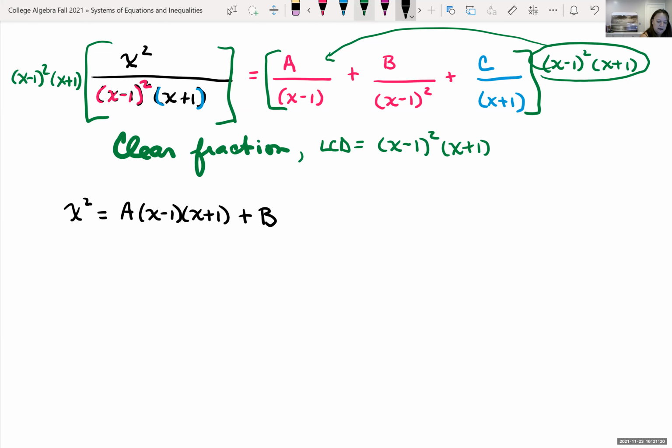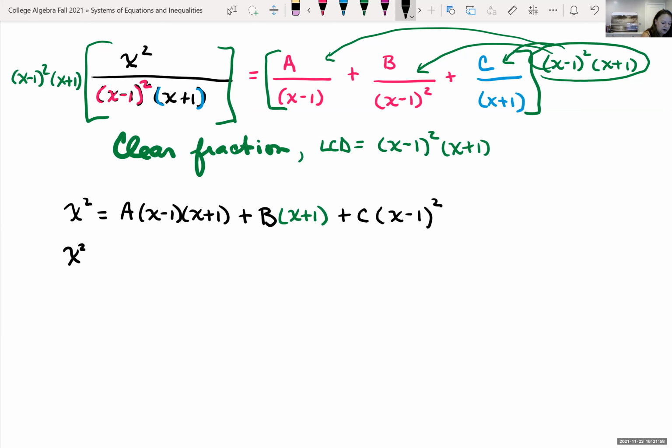Plus b, distributing this, x minus 1 quantity squared cancels, so all we're left with is x plus 1. Distributing it to the last fraction, we're left with plus c, the x plus 1 cancels, and we're just left with the x minus 1 quantity squared. So we want to clean this up and distribute things out on the right-hand side. And then we're going to match the coefficients with like terms on the left equal to the ones on the right.